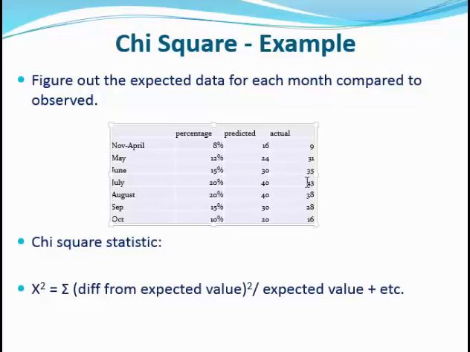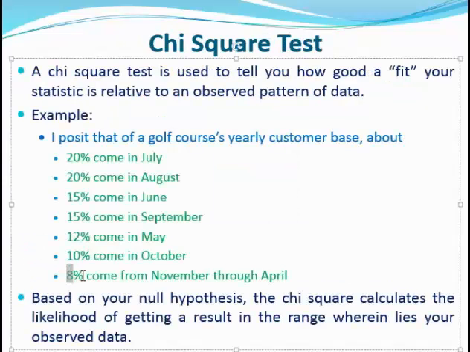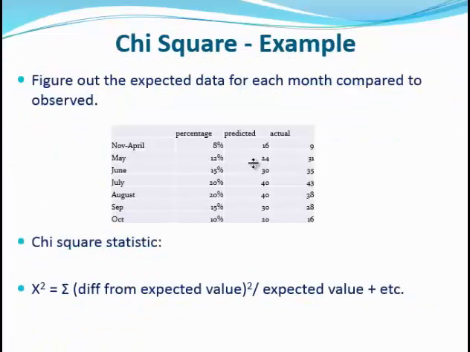Let's take a look at this middle chart over here, which really just synopsizes what we just saw in the previous two slides. November through April, our original prediction was 8%, if you recall from this. And how many did we actually get? We actually got 9. Out of 200 people total, 8% would be 16. That would be the predicted. 8% of 200 would be 16. But we only actually got 9.